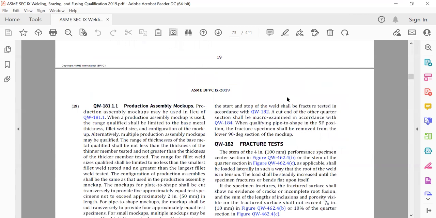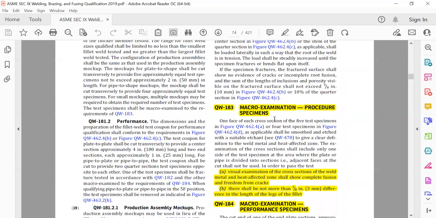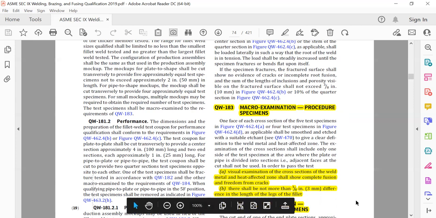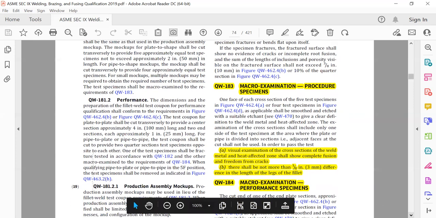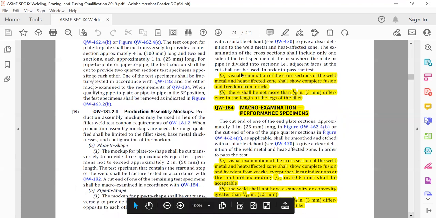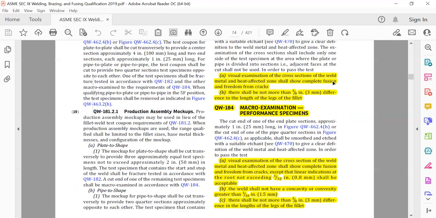Fillet weld test. Macro examination procedure specimen. Cut to size and do macro. Visual examination, that is etching and polishing, etching, and take a photo for visual examination of the cross section of the weld metal and heat affected zone. It's also complete fusion and freedom from cracks. There shall be not more than 3 mm difference in the length of the legs of the fillet.